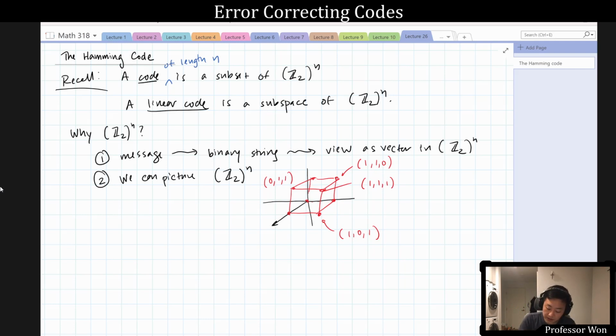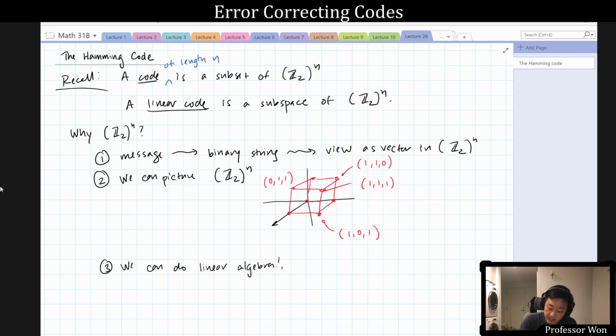And then the third reason that it's nice is that we can do linear algebra. And because we can do linear algebra, if we have a linear code, we know a lot of things about subspaces, and so we can bring all of that knowledge to bear on a linear code. But a code is just a subset of Z2 to the n.